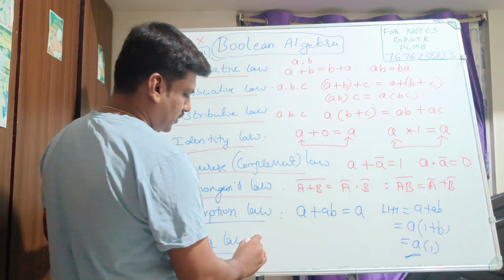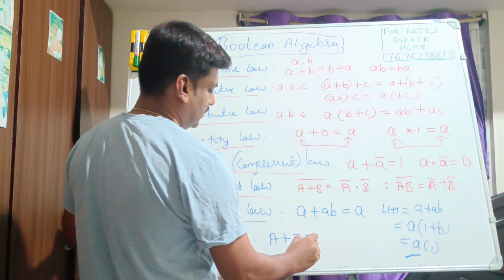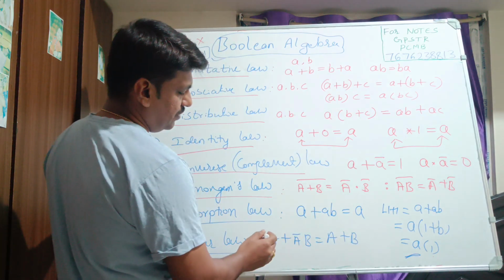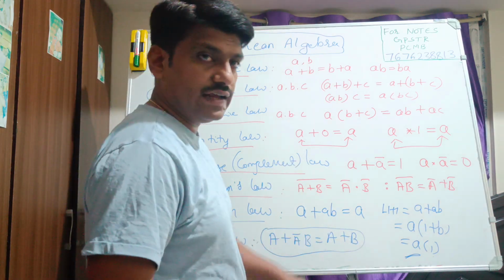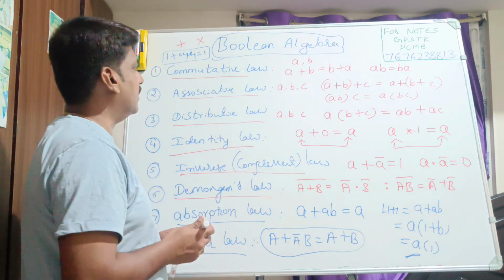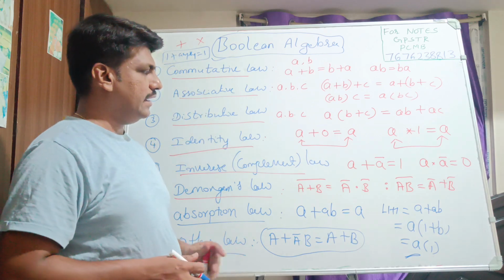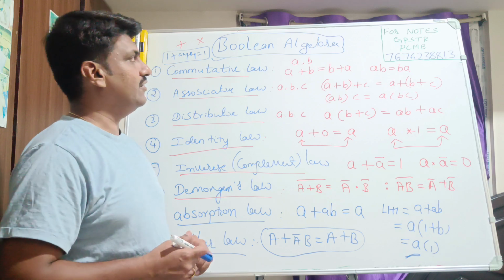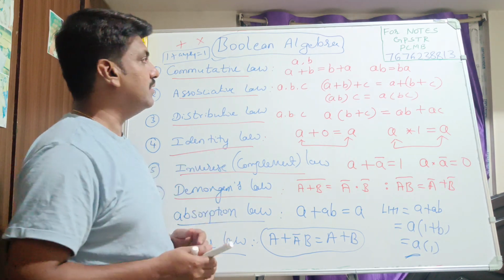Then other laws. If I write A plus A bar B, this can be written as A plus B. Wherever in the simplification in the next classes we see A plus A bar B, we can just write it as A plus B, right? So that is how we can take this as a law. With the help of these laws, we can simplify the logic expressions, or the Boolean equations or Boolean expressions, and reduce the number of variables in the expression.